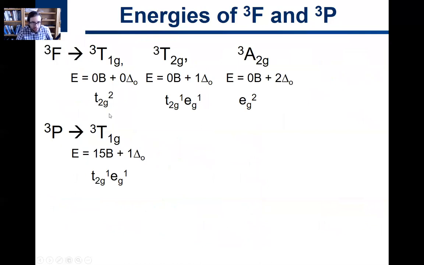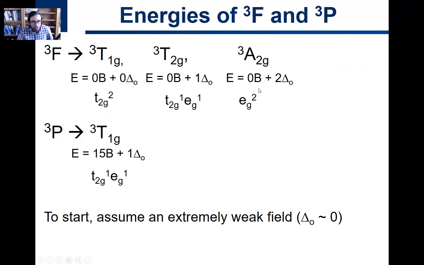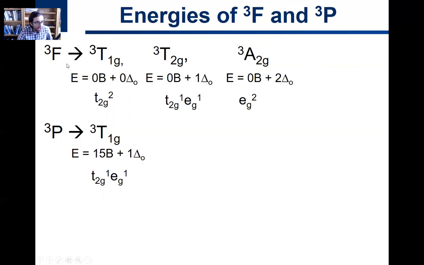So this is a summary of everything we just did: electron configurations, the energies, how they split in octahedral symmetry. All right, and so let's stop there, and next we're going to be able to make a Walsh-type diagram going from spherical symmetry to octahedral symmetry.